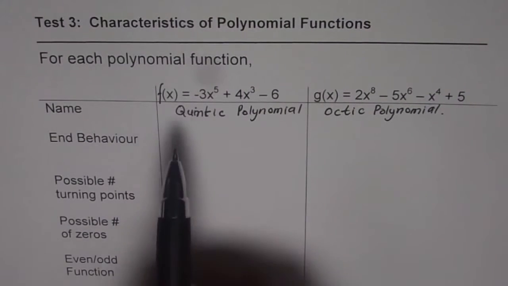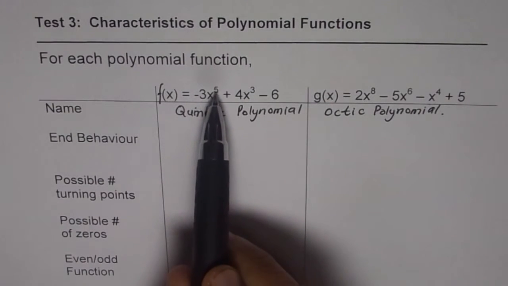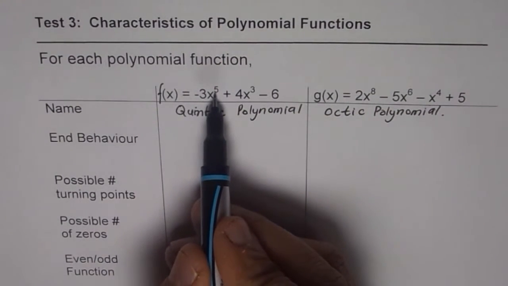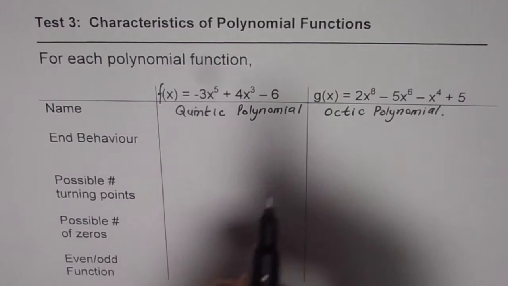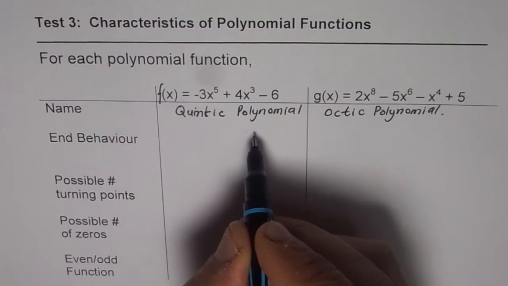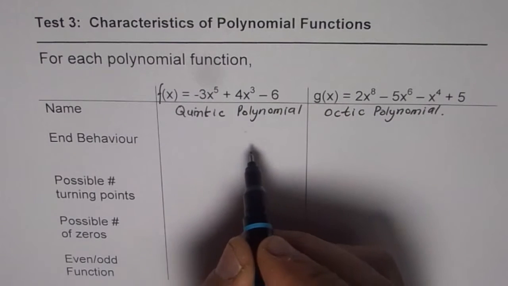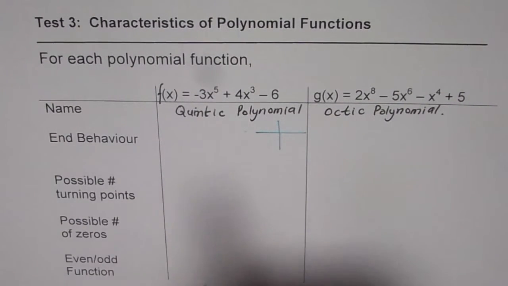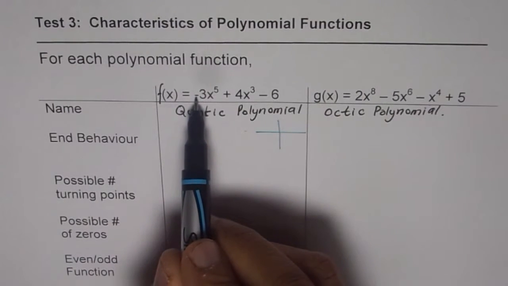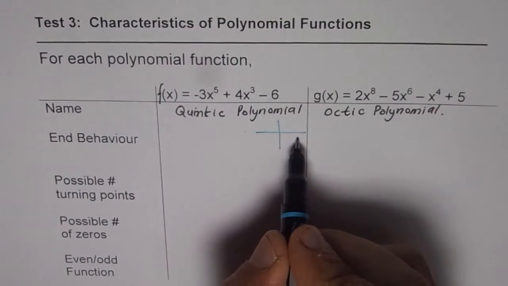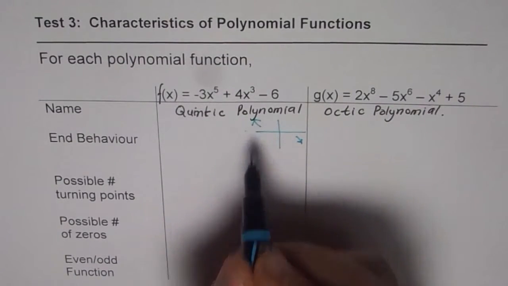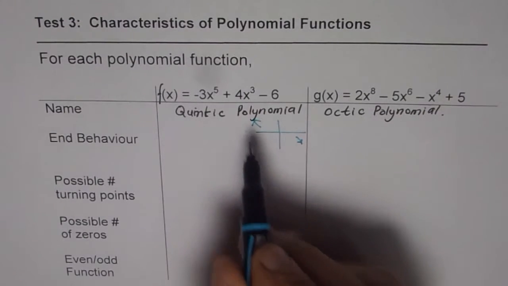End behavior. Now end behavior is really decided on degree and the leading coefficient, right? So the first one is odd degree, 5 is odd, and the leading coefficient is negative, right? In case you want to sketch this function, we are sketching just for the end behavior. Negative leading coefficient means right side down, and odd means opposite ends. So that gives you the end behavior of the first one.